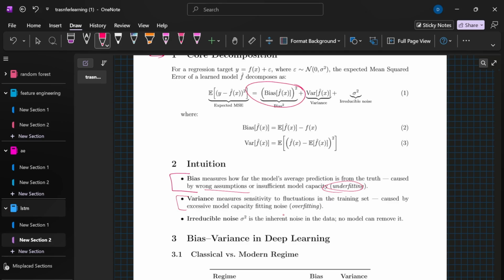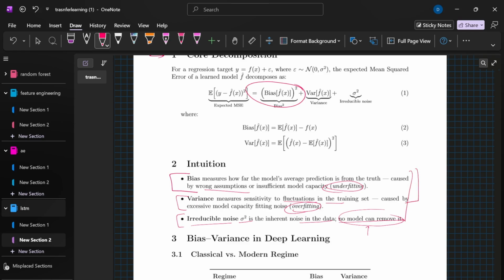Second, variance. This is how much your model's prediction changes depending on which training data you gave it. High variance means that your model is too sensitive, it memorizes noise and it's overfitting. Third, irreducible noise. It is just random noise in the data itself. No model, no matter how good, can fix this. This is just reality being messy.